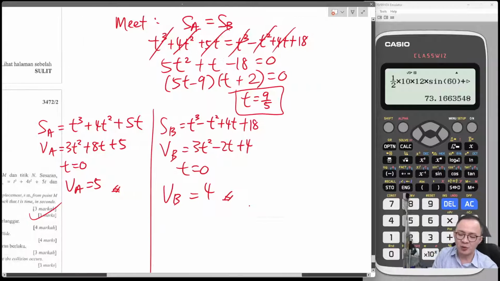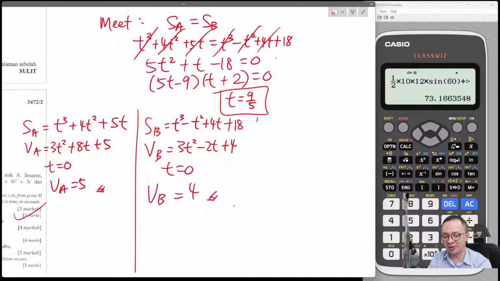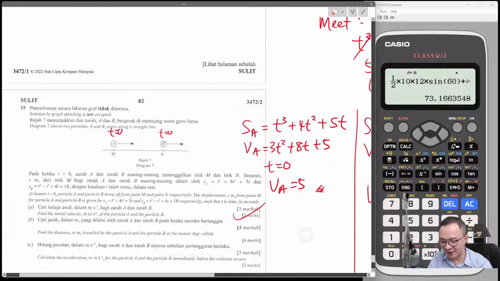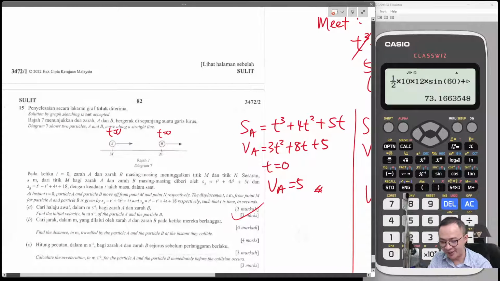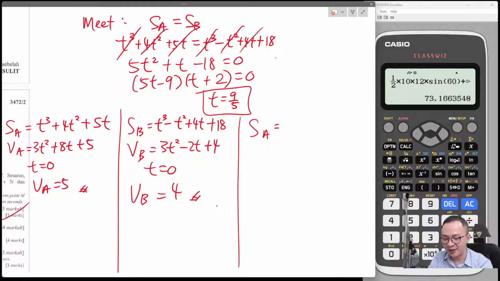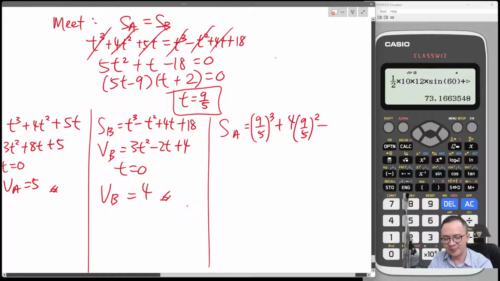So I want to know how far they travel in order to collide, right? Find the distance traveled by particle A and B. So you basically sub this into A and B. So t equals 9 over 5, you sub into A and B, and see how far they move. 9 over 5 to the power of 3 plus 4, 9 over 5 to the power of 2 plus 5.